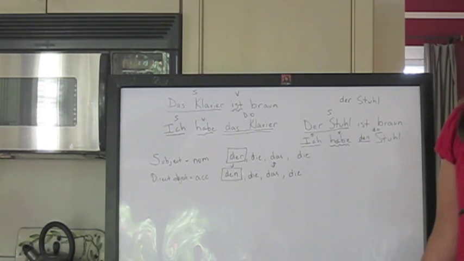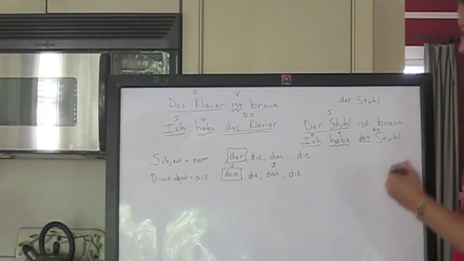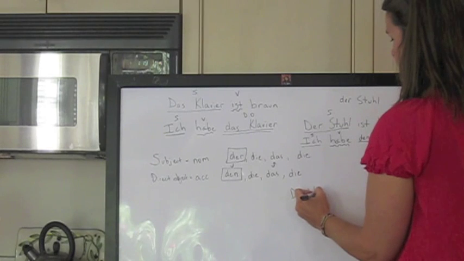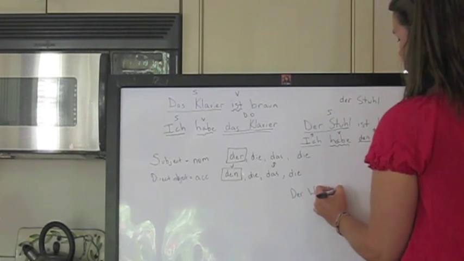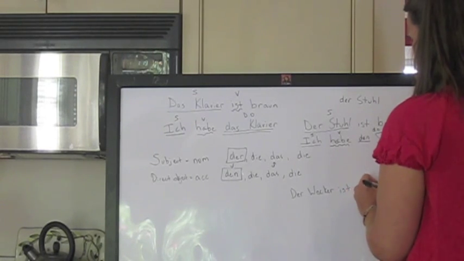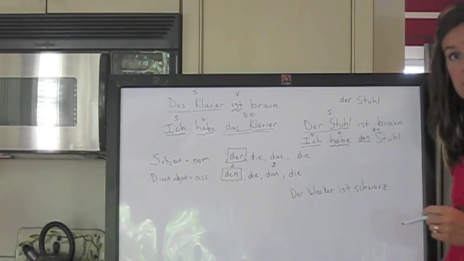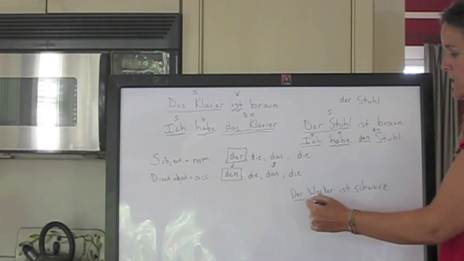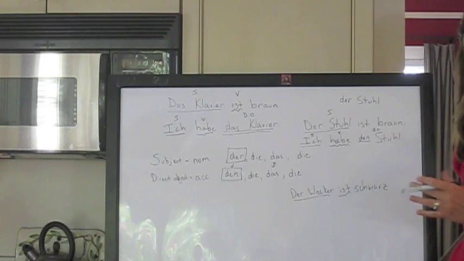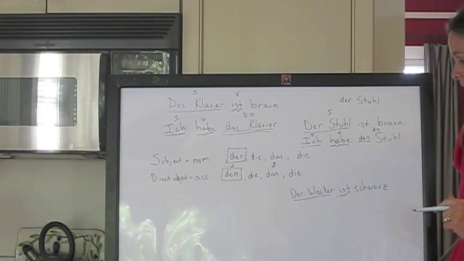So let's try another der word. We have a whole lot of der words in that list. We have das Bett, der Wecker. Okay. Der Wecker ist schwarz. Der Wecker ist schwarz. Subject, verb, adjective. No direct object in that sentence. Okay?